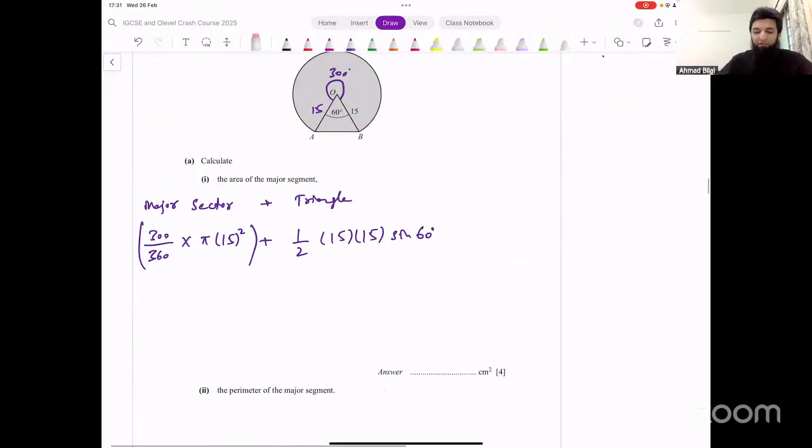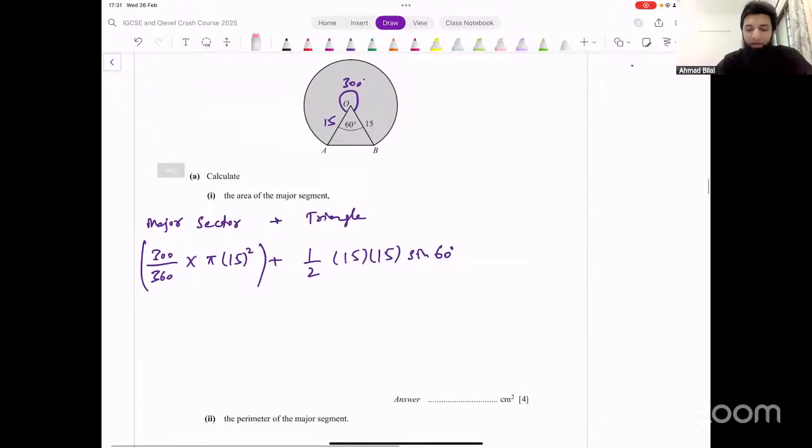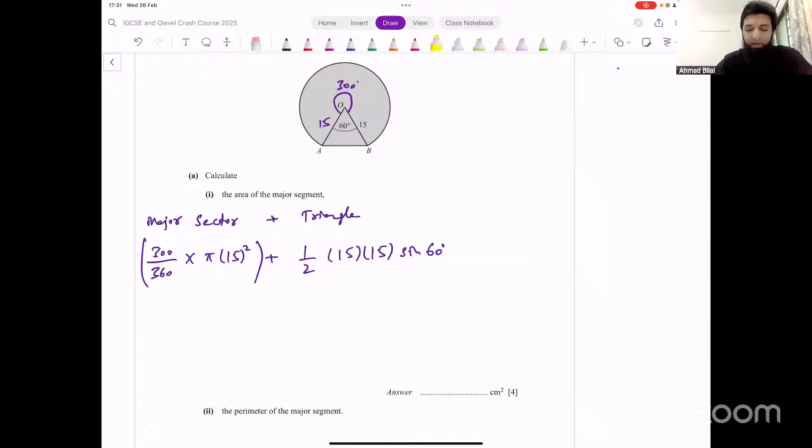Perimeter of the major segment. Okay, now that's interesting because we haven't talked about this as a formula, right? So how do you find the perimeter now? Perimeter of this major segment. Perimeter means the length of this outer boundary. So this is the outer boundary. That's the arc.